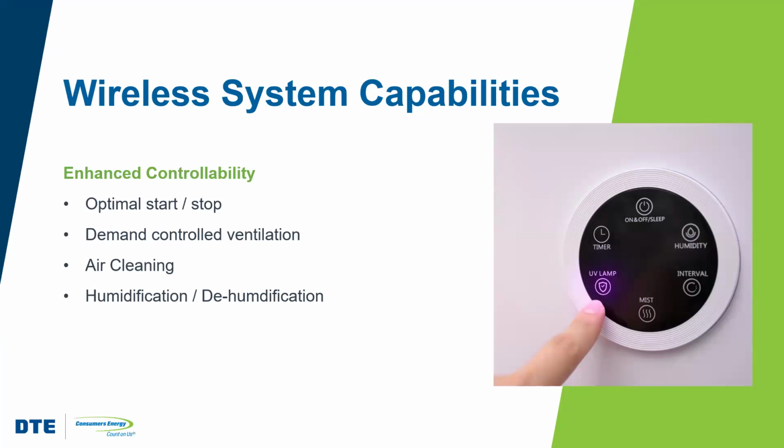We have other things like demand controlled ventilation, dehumidification and humidification control. So with these smart wireless systems, we're able to control not just the primary equipment, but at the touch of a button, we can also control auxiliary equipment, right? So air cleaners, humidifiers, things like that.